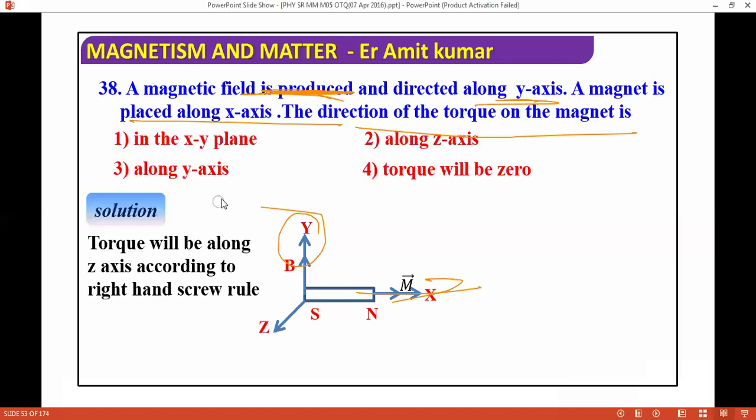All of you know the torque will be along the z-axis. Why? Because it's the xy plane. The basic formula is torque is m cross B.